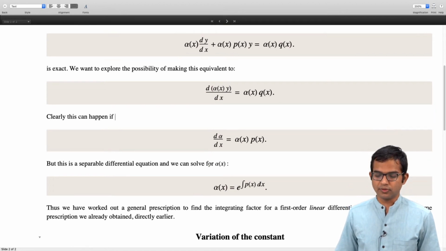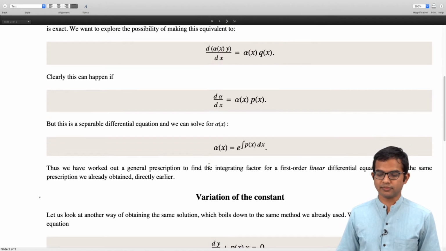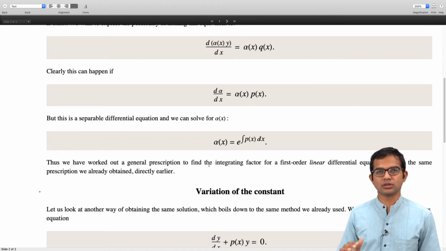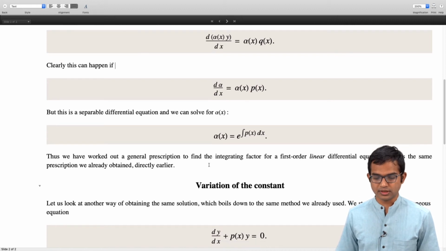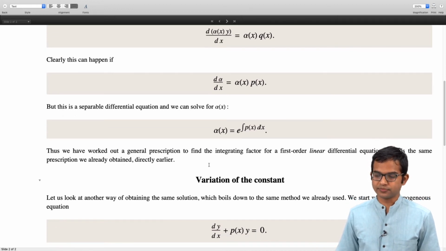So there is another way of thinking about this, and that is the so-called variation of the constant, right, which effectively boils down to the same method that we used to first find a solution for the problem, right? So again, let's start with the homogeneous equation. So we have dy by dx plus p of x times y equal to 0, right?